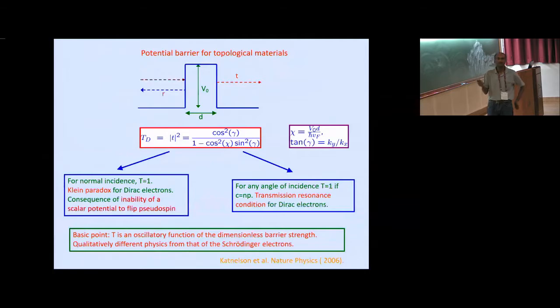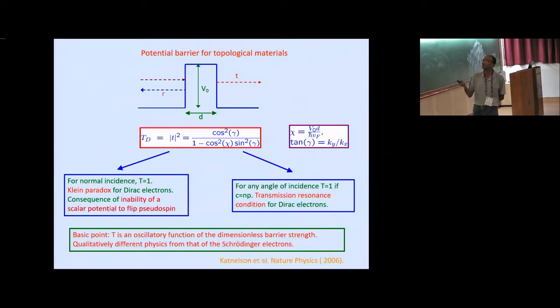So what happens if we take this potential barrier problem and solve it for a standard Dirac electron incident on the barrier? When one does this, one immediately sees that the answer is very different. Without getting into the details of the calculation, just note that if you're in the thin barrier limit, which means that your V0 is very large and D is rather small, so that the product V0 times D is a constant, and chi is the dimensionless barrier strength, which is that constant in units of h-bar per v_F, the transmission becomes an oscillatory function of the barrier strength. So there are two interesting points here.